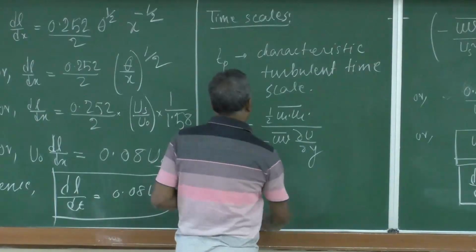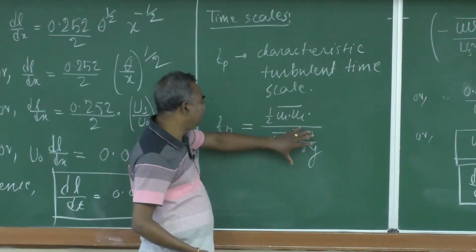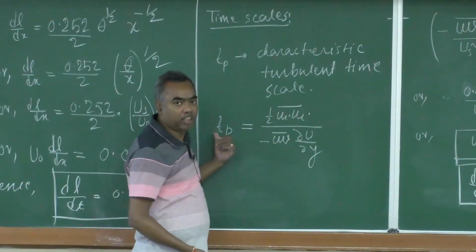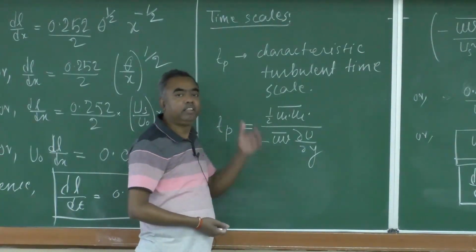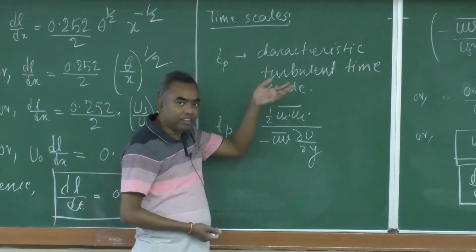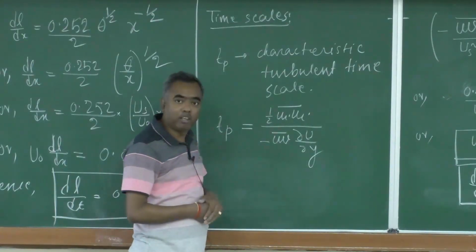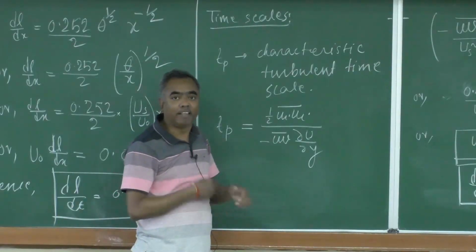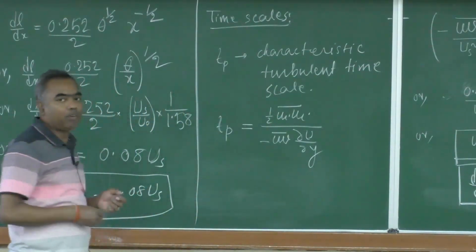Now, you see, if this is the definition, that means this is the energy and this is the rate of production. When energy is divided by the rate of production, it gives a time scale. Okay. The time scale of what? The energy which is coming from the larger scales to the smaller scales, that particular time scale we get from this ratio. Okay. Now, can you estimate these values in terms of u s or any other known variables? That is our objective.